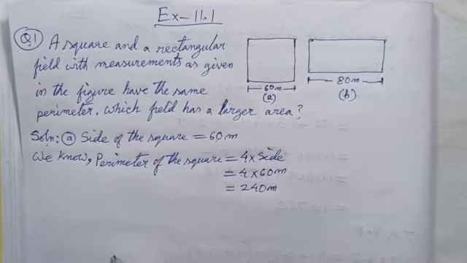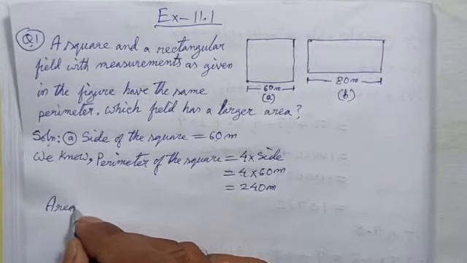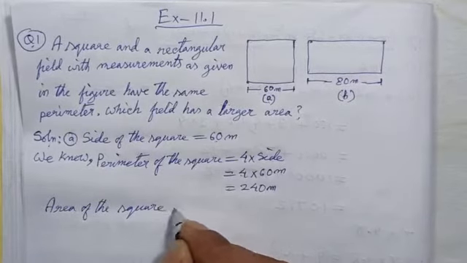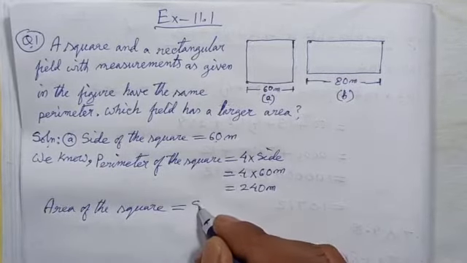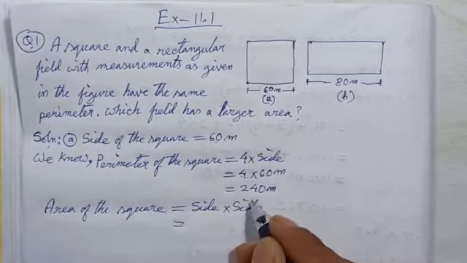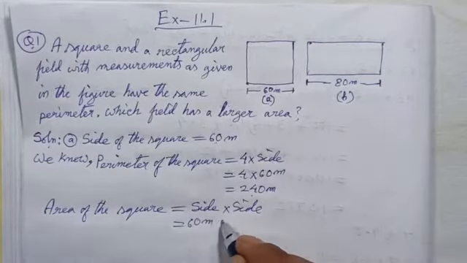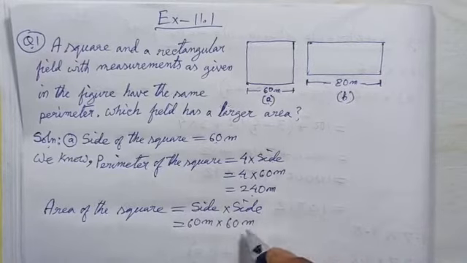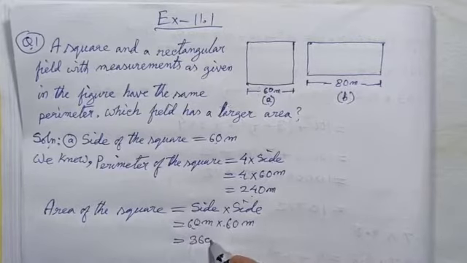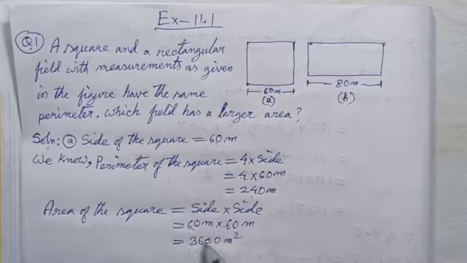Next, let's find out area of the square. Area of the square, S-Q-U-A-R-E. The formula to find out area of a square is side into side. Here length of side is 60. So 60 meter into 60 meter. 6 sixes are 36, here 0, here one more 0. So 3600 meter square. So this is the area of the square.